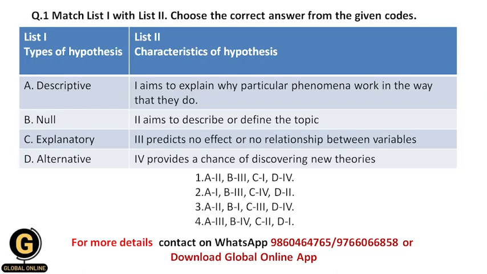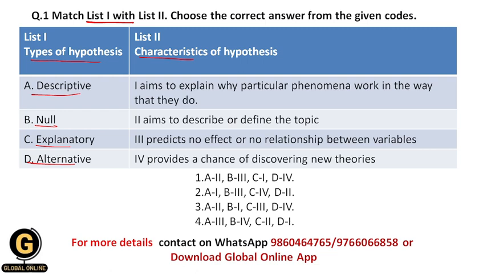Now let us start with today's session. Question 1 is: match list 1 with list 2. Choose the correct answer from the given codes. Here we need to match list 1 with list 2. In list 1 they have given us the types of hypothesis, I mean to say their names, and in list 2 they have given characteristics of hypothesis. First, list 1: descriptive hypothesis, null hypothesis, explanatory hypothesis, and alternative hypothesis.